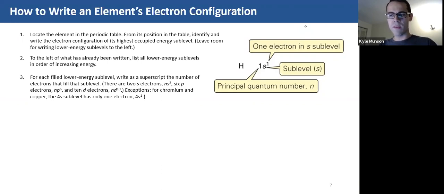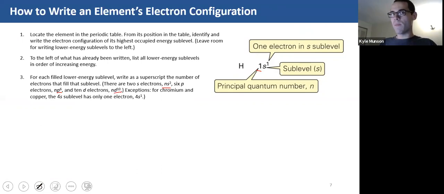And then for each filled lower energy sublevel, write as a superscript the number of electrons that fill that sublevel. So for example, if there's 2 s electrons, it's going to be written like this, where the n here represents the principal quantum number, okay? So it's going to be s2 if there's 2 electrons. If there's 6 p electrons, it's going to be p6. 10 d electrons, d10.